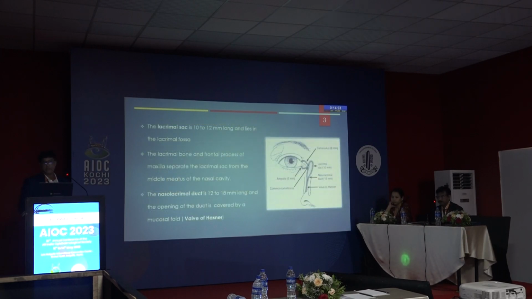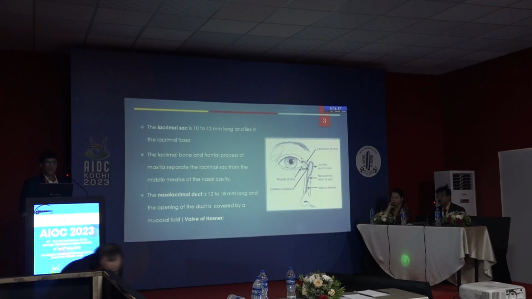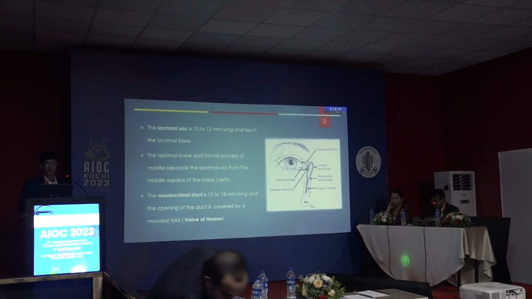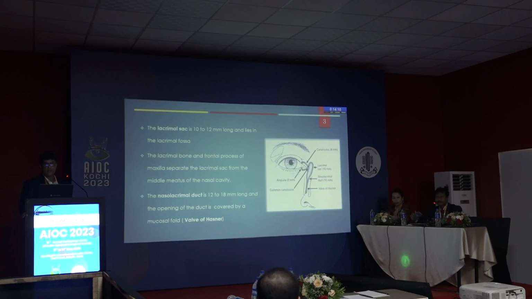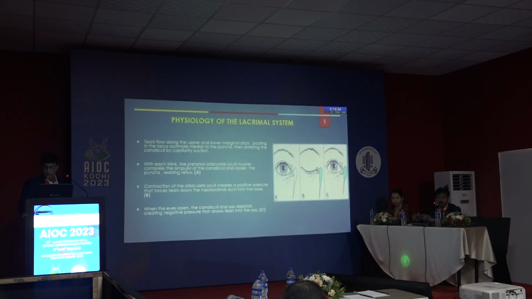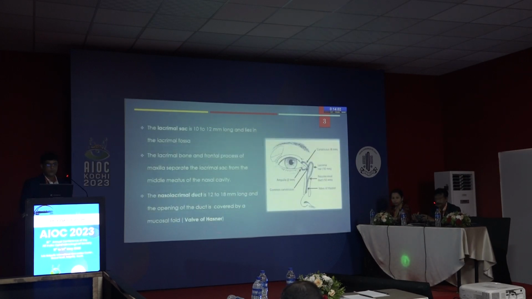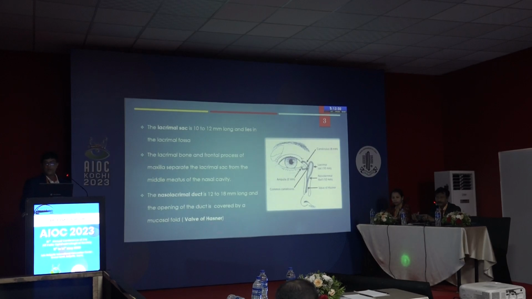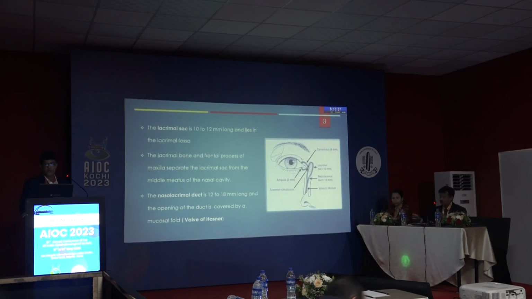So the lacrimal sac is around 11 to 12 millimeters long and lies in the lacrimal fossa. The lacrimal bone and frontal process of the maxilla separate the sac from the middle meatus of the nose. The nasolacrimal duct is 12 to 18 millimeters long, and the duct opens in the inferior meatus of the nose. At the level of the inferior meatus of the nose, there is a mucosal fold that is called the valve of Hasner.